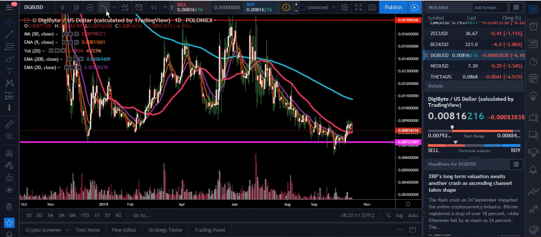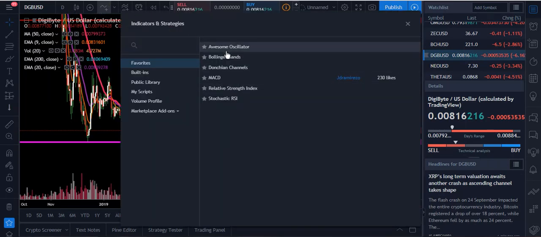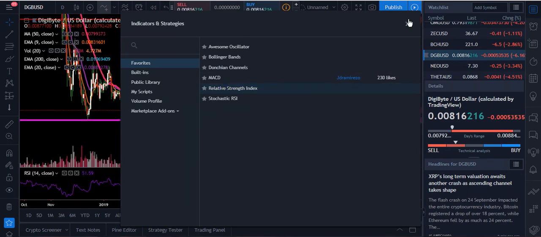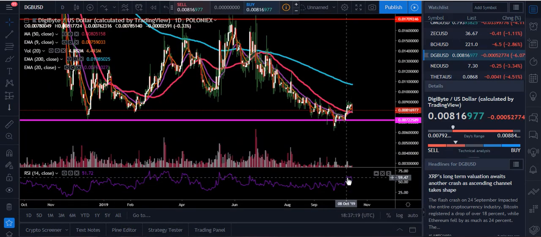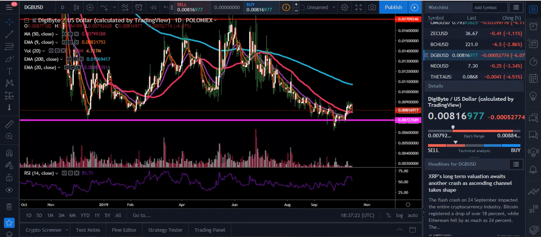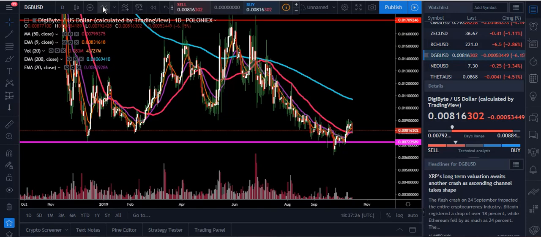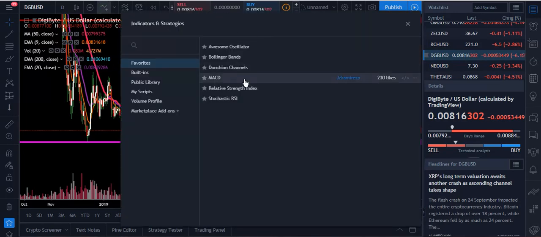Couple indicators for Digibyte. First, we'll start out with our relative strength. Relative strength starting to point to the downside here. You can see how it almost looked like a little double top there. We're at 51, so we're a little more neutral on that. Plenty of room either to the upside or the downside. A lot can happen there. MACD.